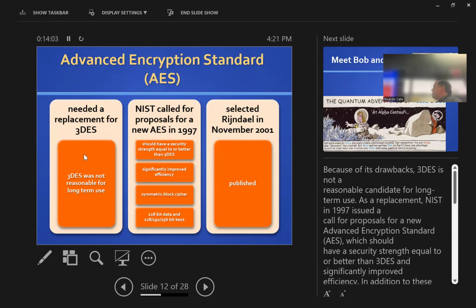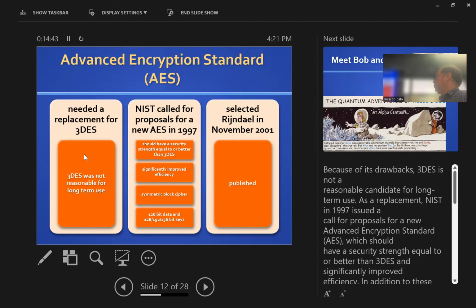AES, the Advanced Encryption Standard. So this one's a bit better. Essentially, at that point in time, late 1997, early 2000s, they needed a replacement for triple DES because triple DES was not reasonable for long-term use. It's kind of a hack, right? Not intended for that. NIST, you guys have heard of that, the National Institute of Standards. They govern these kinds of things. I think they're also the ones publishing the quantum algorithms and everything for cryptography, so you can look them up there.